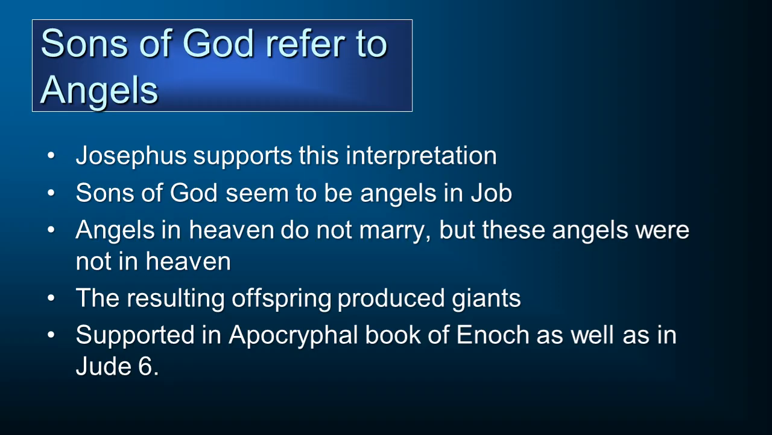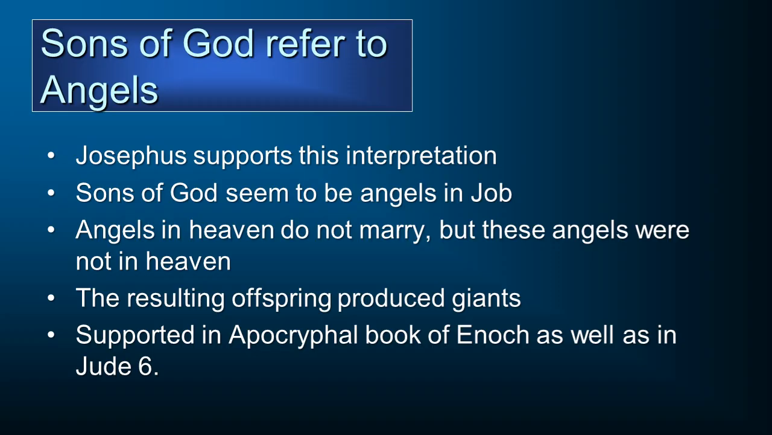The apocryphal book of Enoch is a part of the Apocrypha that the Roman Catholic Church does not accept. It is accepted by the Ethiopian Church, and there are actually several versions of the book of Enoch, but they all have this story of angels coming down and taking human women and having children by them.